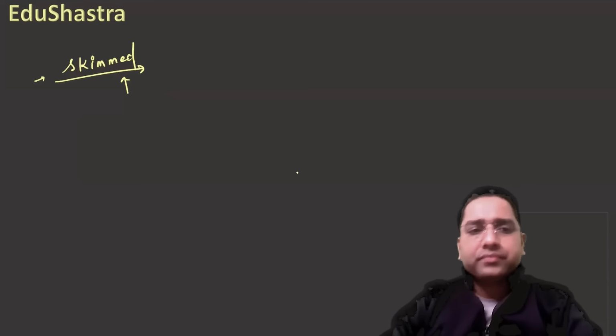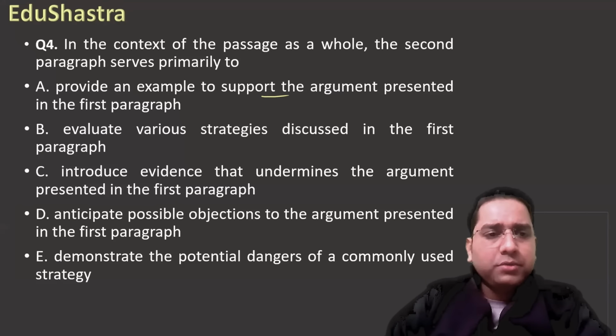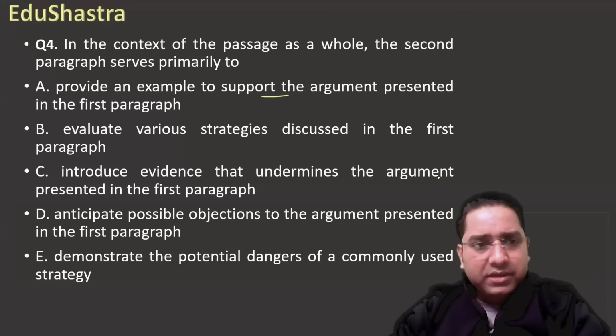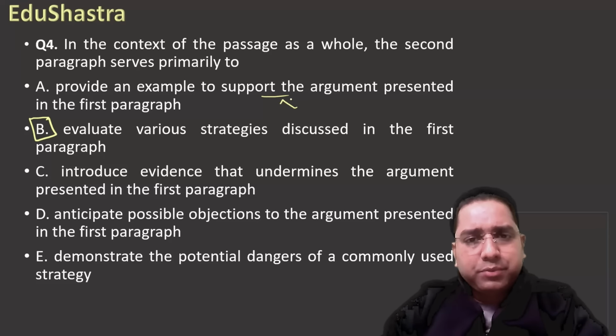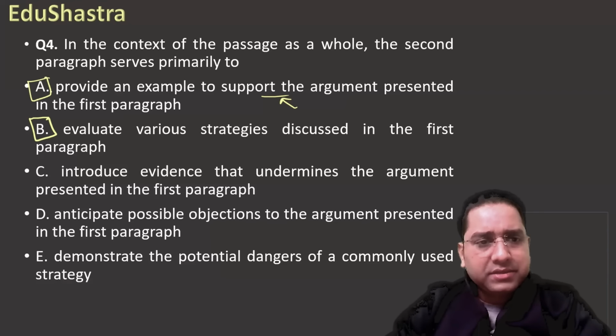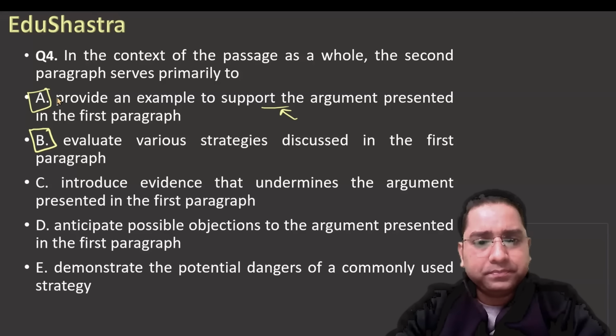Okay, great. What do you say? What options can we rule out? Evaluate. Can we consider the second option? Yes. It provides an example to support the argument presented. Yes, this also is a very good option. Now, what can be ruled out? Please answer.